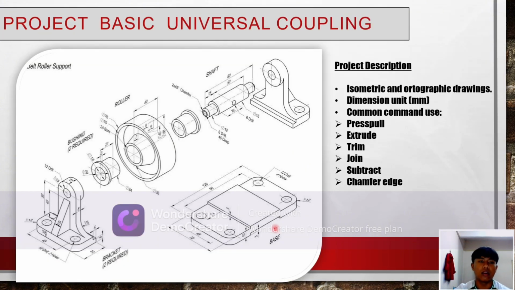This is the universal coupling basic project for bed roller support. I use isometric. This is isometric and orthographic drawings. The dimension I use is in unit millimeter. The commands I commonly use are press pull, extrude, trim, join, subtract, chamfer edge, and so on.